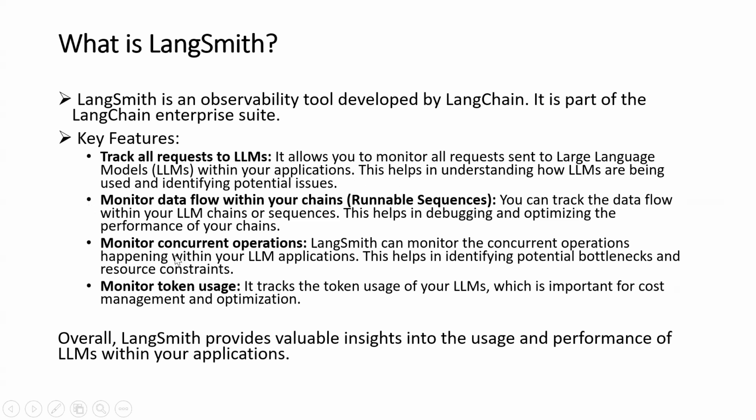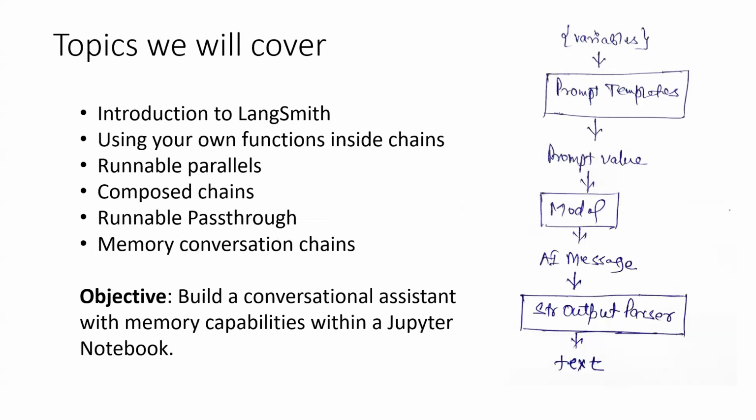Second is monitor data flow within your chains. As I said, if you build some chain like this, you need to monitor what value is going into my one component and what is coming out of it, and then what is going into my second component. In order to debug my application, I should know what those different values are. Otherwise, in my piece of code, I will just give chain.invoke and pass my input parameters and I will receive my output.